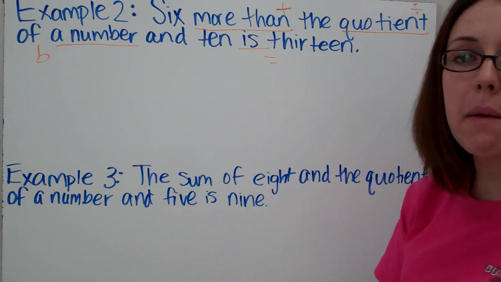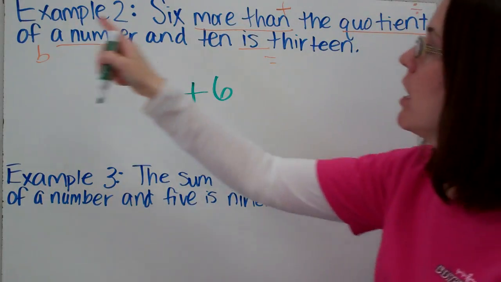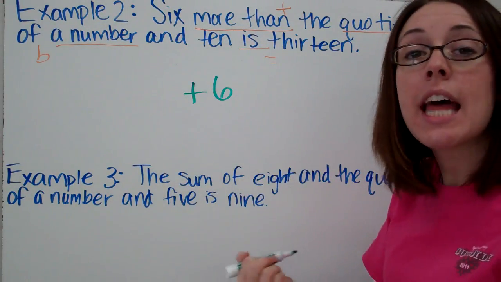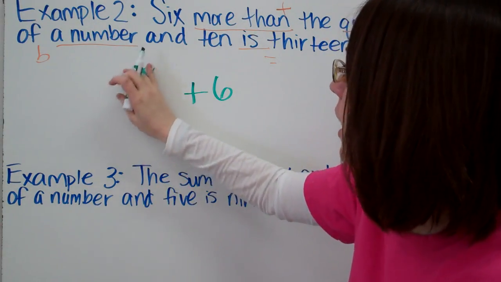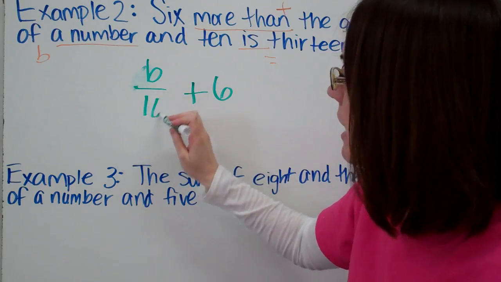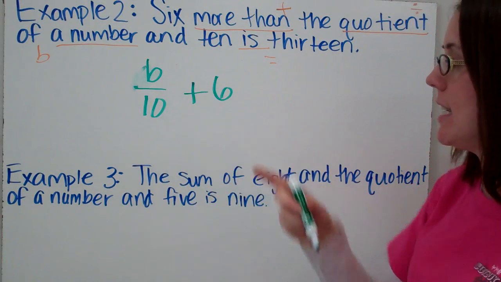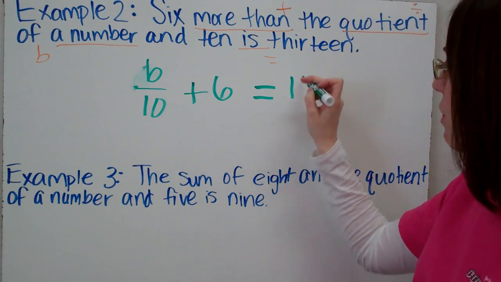6 more than. That means we are adding 6. The quotient of a number and 10. That's division, so the quotient of a number. We don't know that number, so we're going to use B. And 10. So the quotient of a number and 10, more than 6 is 13.